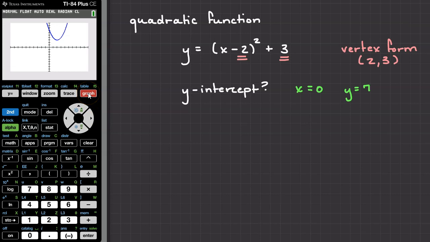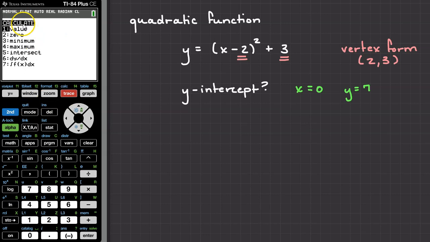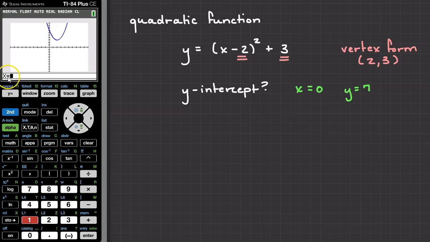If we go back to the graph, we can do this another way. We can hit second trace and calculate that value exactly. Choosing option number 1, enter x equals 0, hit enter. The calculator will find the output that corresponds with the input we typed in. Since we put in an input of 0, our output will be 7.